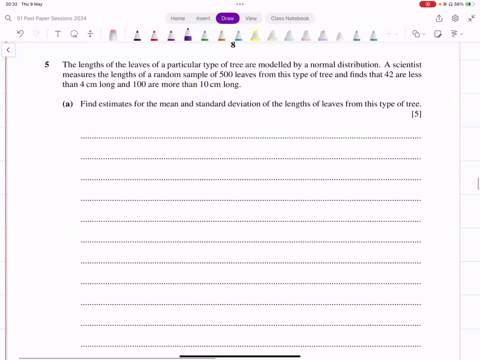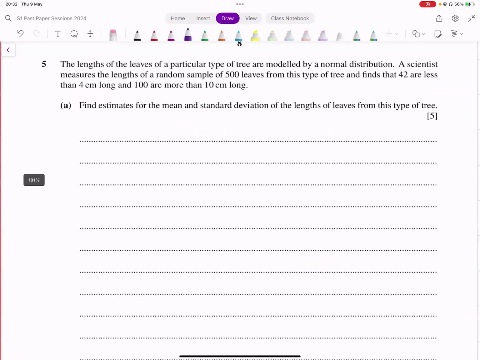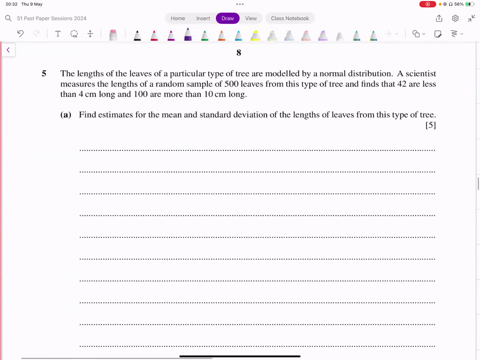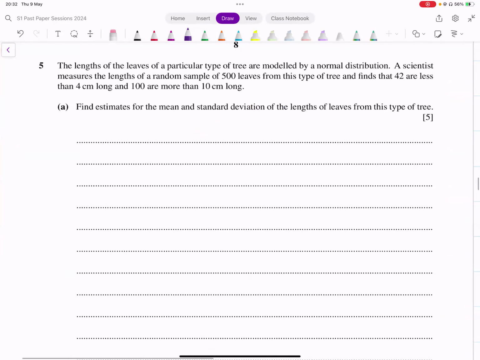Question number 5. Okay, let's have a look at this now. It says the lengths of the leaves of a particular type of tree are modeled by a normal distribution. So now this is normal distribution. A scientist measures the length of a random sample of 500 leaves. Length of leaves, that's the variable, we call that x.